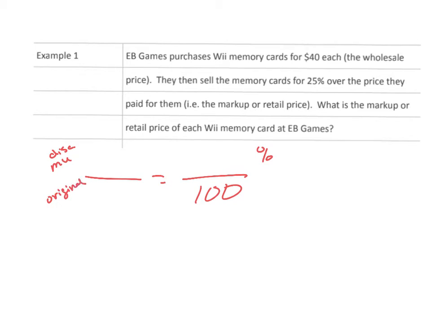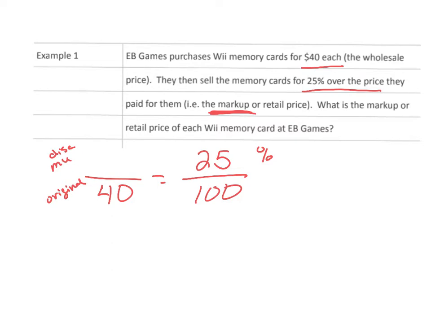So here we go. EB Games purchased Wii memory cards for $40 each. That's what they bought it for. Then they sell the memory cards for 25% over the price they paid for them. So that is the markup that we are going to talk about. They need to make money, so they bought them for $40. That's the original, and they're going to mark them up 25% in order to make a profit.